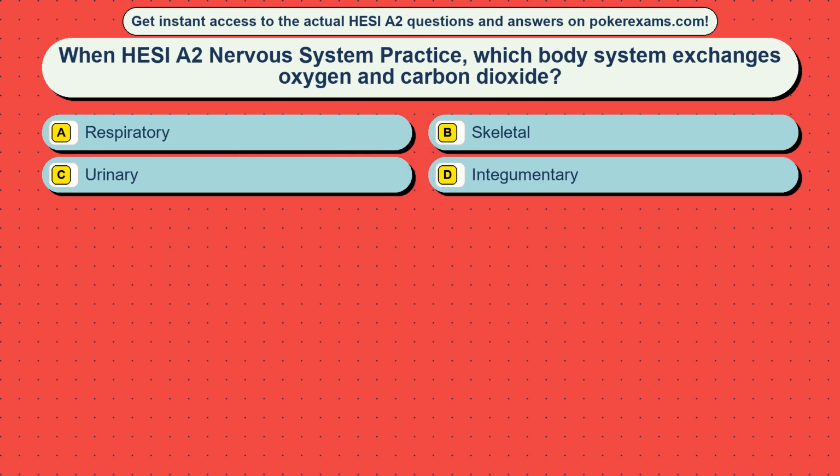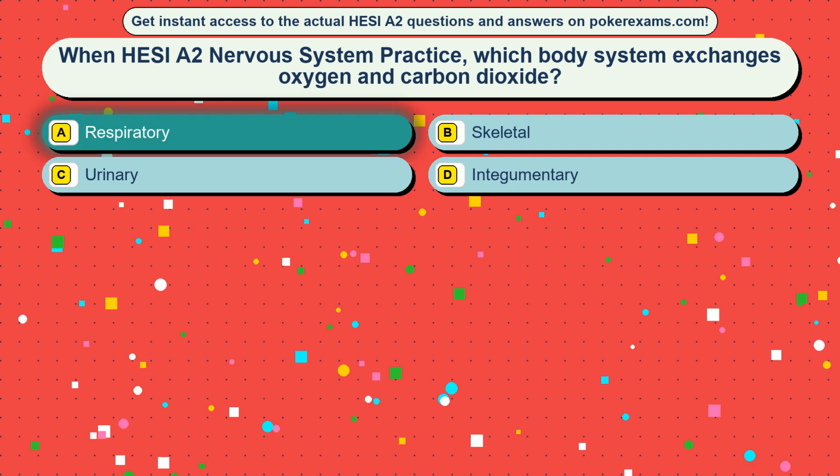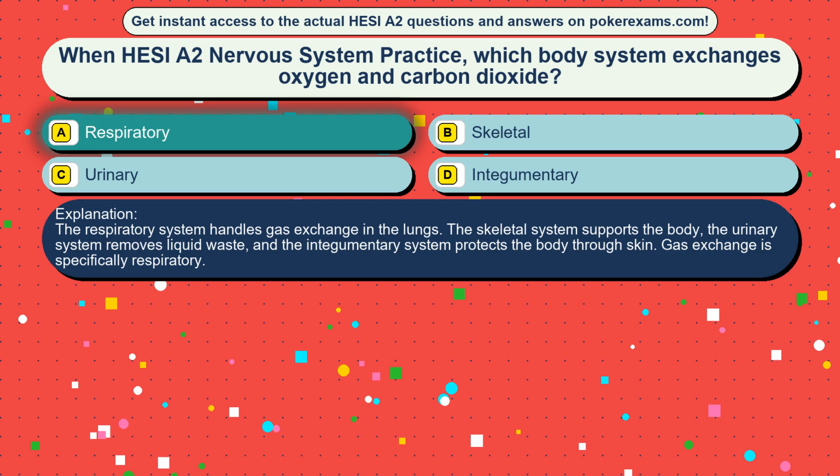Question 29. When HESI A2 nervous system practice, which body system exchanges oxygen and carbon dioxide? Option A respiratory, option B skeletal, option C urinary, option D integumentary. The correct answer is option A, respiratory. The respiratory system handles gas exchange in the lungs.